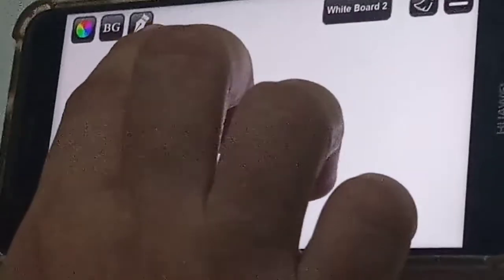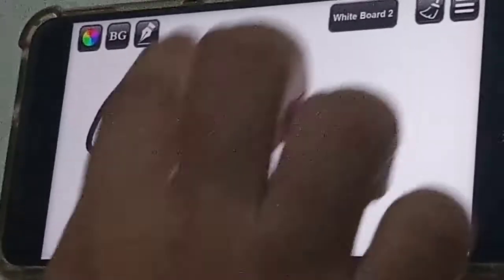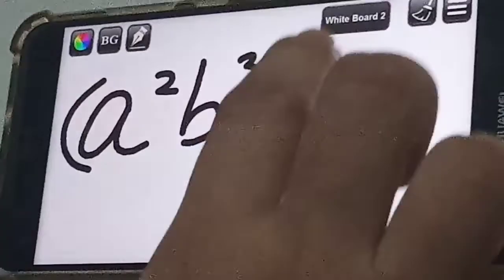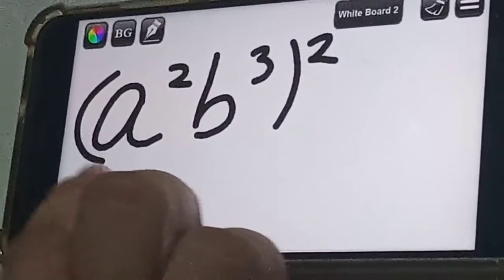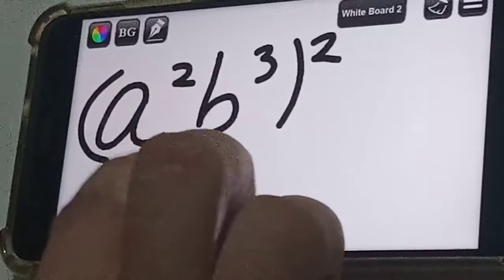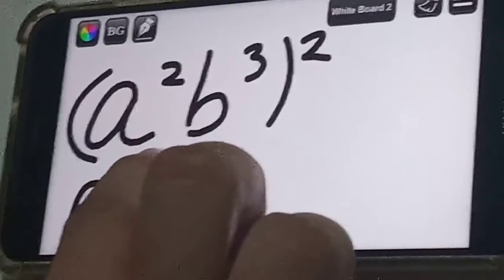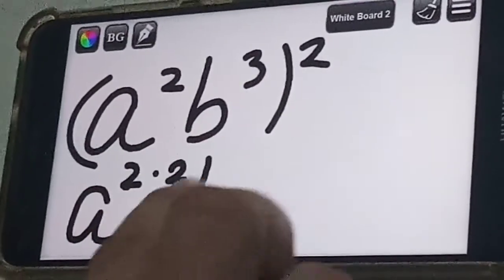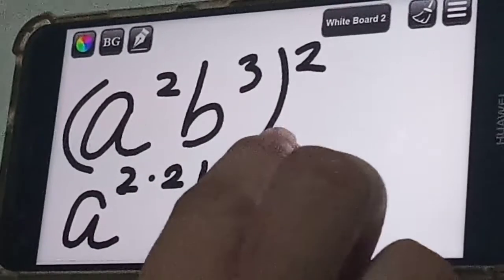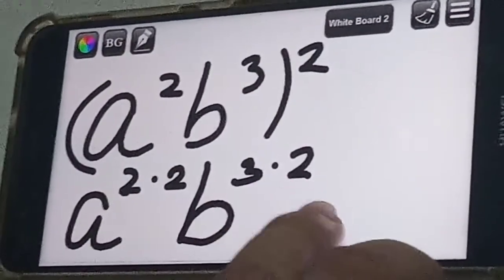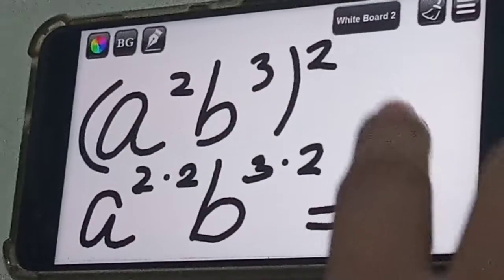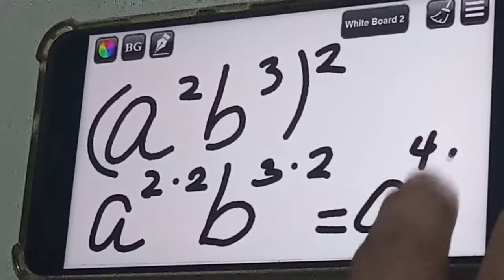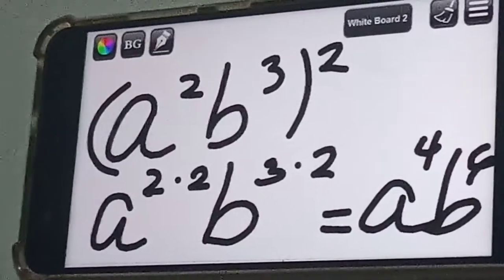Suppose that I have a to the second power, b to the third power, quantity raised to the second power. Meaning, a to the second power times 2, okay, b to the third power times 2. All you need to do is to simplify them. So, a to the fourth power, b to the sixth power. That is our final answer.